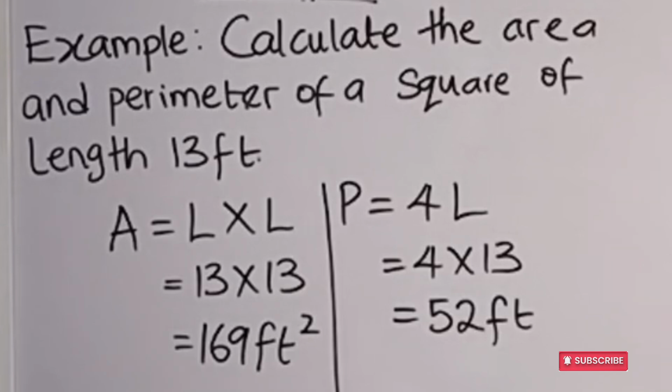Also, we can have a situation where we are given the perimeter and we're expected to calculate the area, or we are given the area and we're expected to calculate the perimeter. So it happens both ways. Let's look at such a situation.